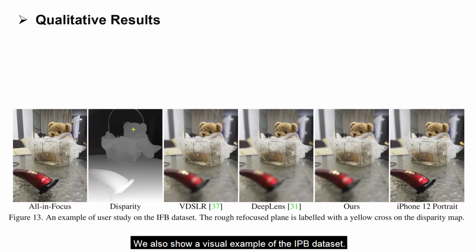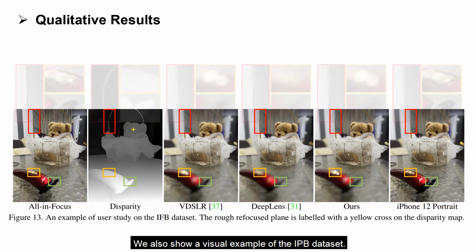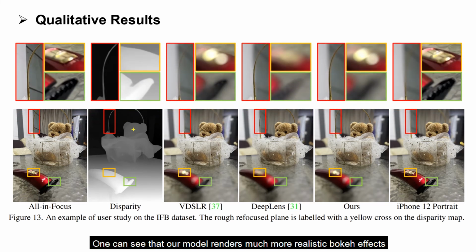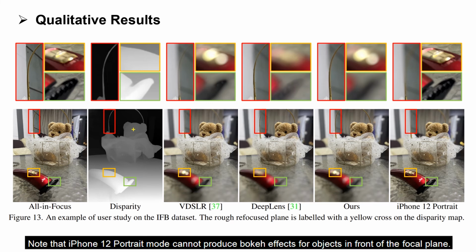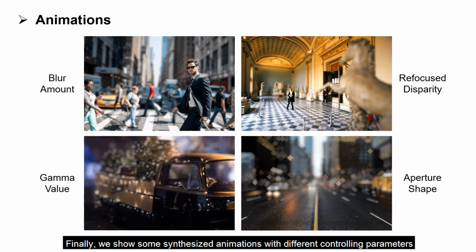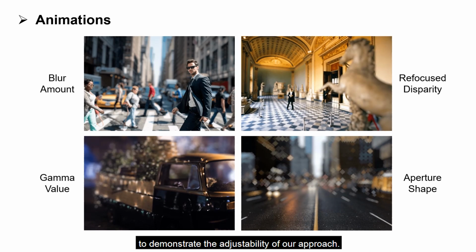We also show a visual example of the IPB dataset. One can see that our model renders much more realistic bokeh effects at both object boundaries and out-of-focus areas. Note that iPhone 12 portrait mode cannot produce bokeh effects for objects in front of the focal plane. Finally, we show some synthesized animations with different controlling parameters to demonstrate the adjustability of our approach.